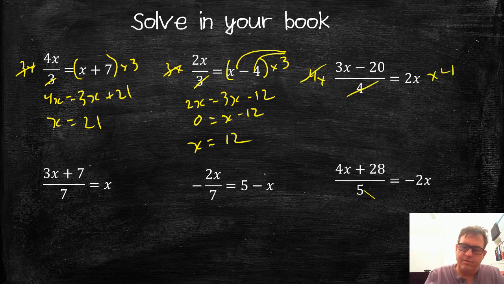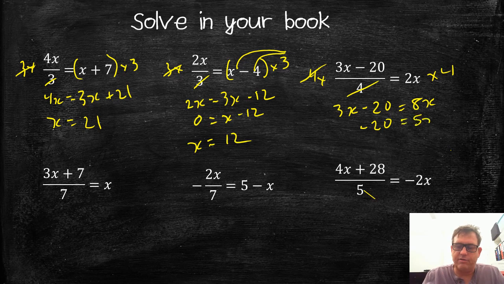The next one I'm going to multiply by 4. So I'm going to end up with 3x minus 20 equals 8x. The 3x is smaller. I'm going to move it. So on the left, I'm going to have minus 20 equals 5x because I took away 3x from both sides. So x equals minus 4.